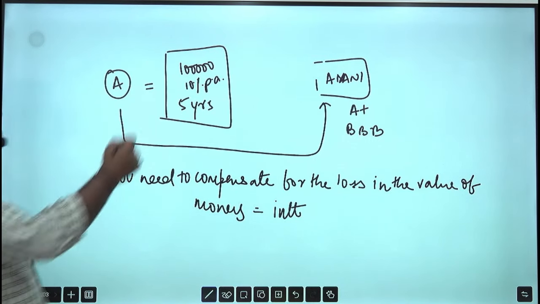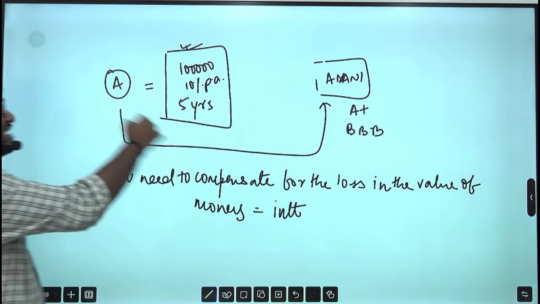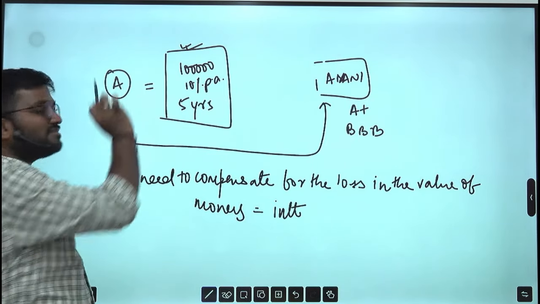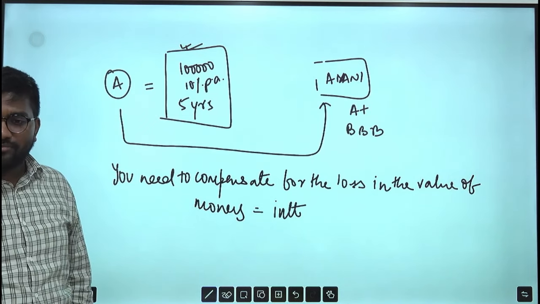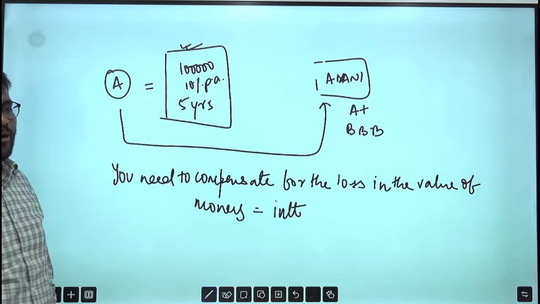This is basically a proof that A has given a loan to Adani. And all the things are mentioned in this bond. The loan amount, number of years, interest rate, everything is mentioned in this bond.